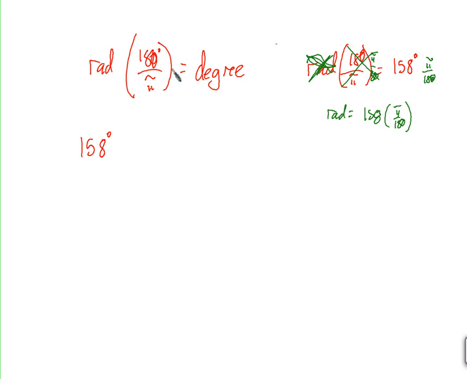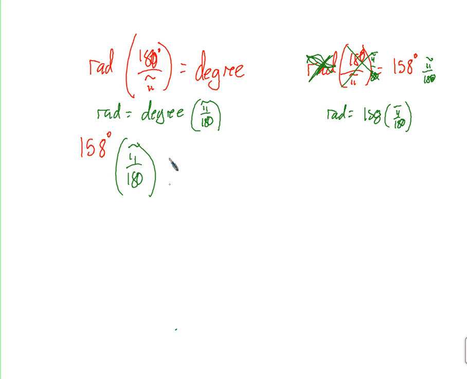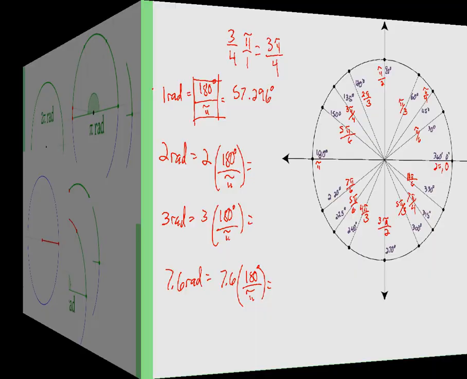And that'll work no matter how many degrees we're talking about. So we have this other equation where radians is equal to the number of degrees times pi over 180. Okay. So we can take 158 times pi over 180. We'll just throw that in our calculator. 158 times pi over 180. That's about 2.76 radians. Remember what 2 radians looks like. Remember what 3 radians looks like.